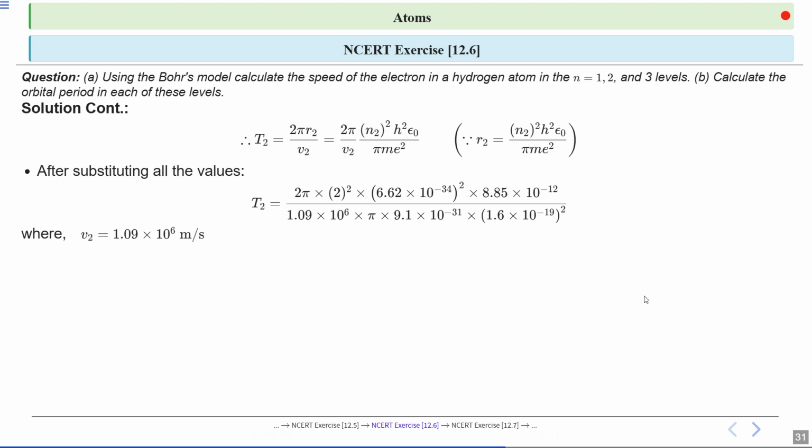At this point we clarify that v2, the speed of electron in the second orbit, is 1.09 times 10 to the power 6 meter per second. It's important to state the value of v2 explicitly, so we know exactly what number is being used in the calculation.